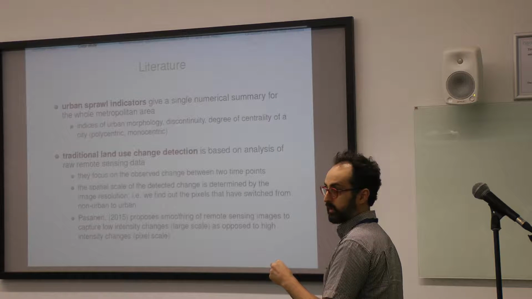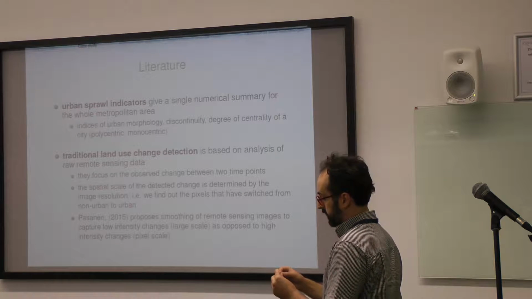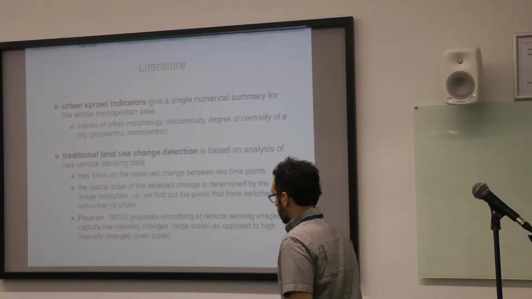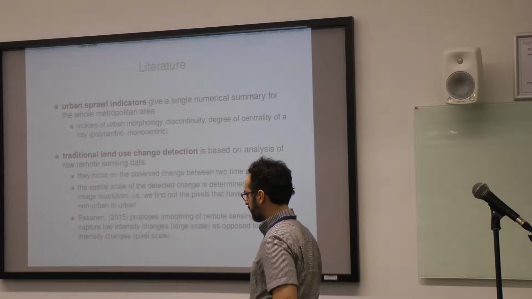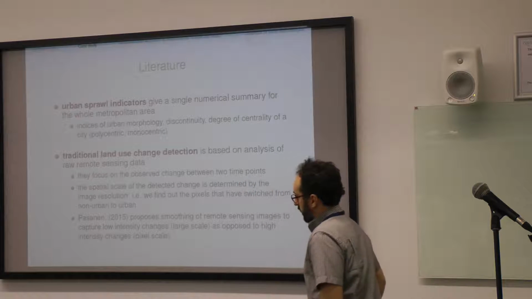So basically what you can do with these techniques is to analyze changes at the pixel level. So you get the increased pixels. You are only able to detect changes at the spatial scale which is determined by the resolution of the data itself. But there is also an approach to smoothing these remote sensing images and detecting changes at a spatial scale which is larger than the resolution of the data.